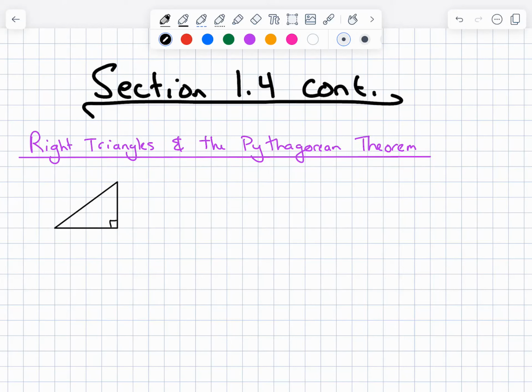I'm going to highlight these things. The shorter sides, these are called the legs. And the longest side length here, this is called the hypotenuse.